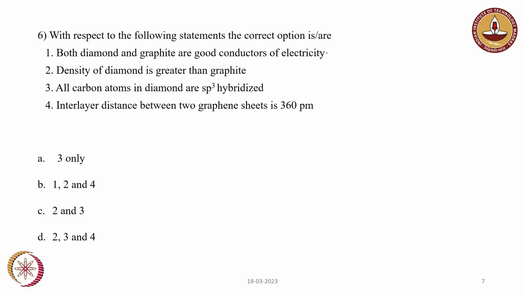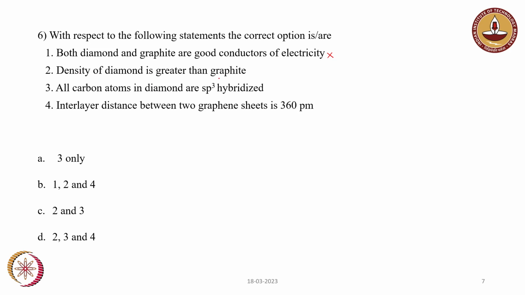This statement is incorrect because diamond does not conduct and it has sp3 hybridized carbon with tetrahedral geometry, and in graphite the carbon is sp2 hybridized and one electron is present in the unhybridized p orbital, which is responsible for conduction. And second statement, density of diamond is greater than graphite.